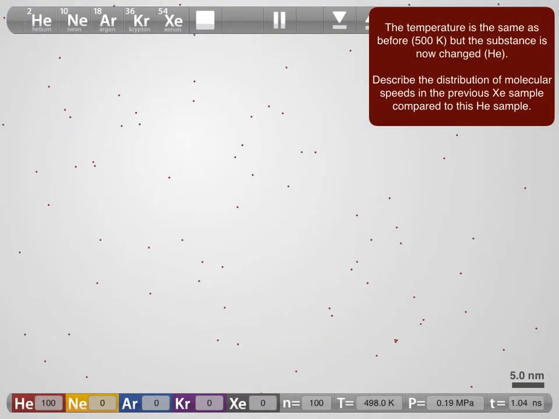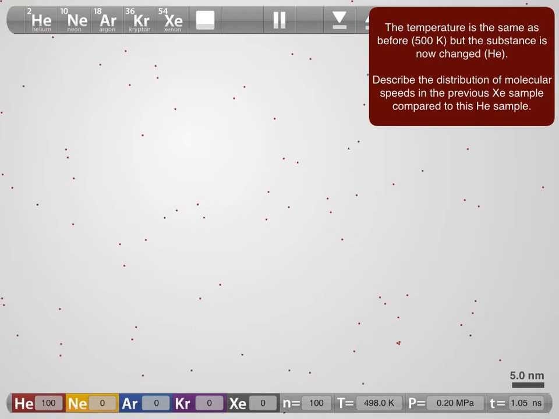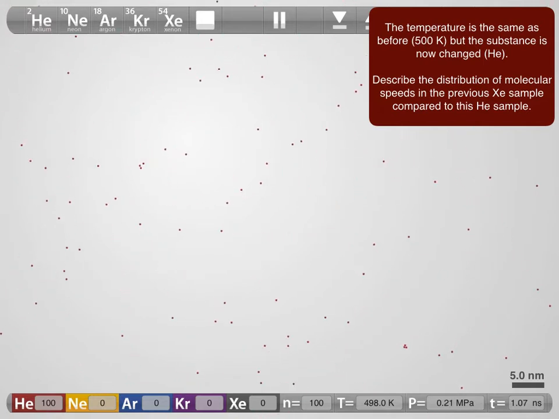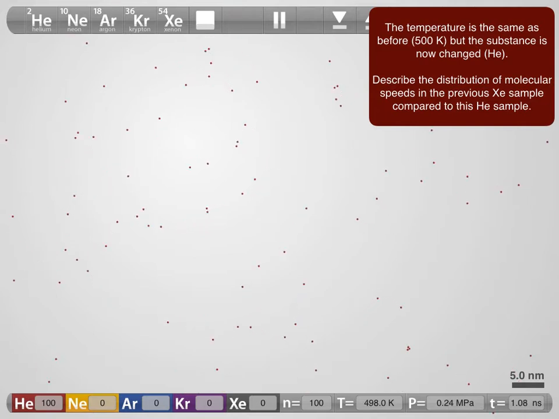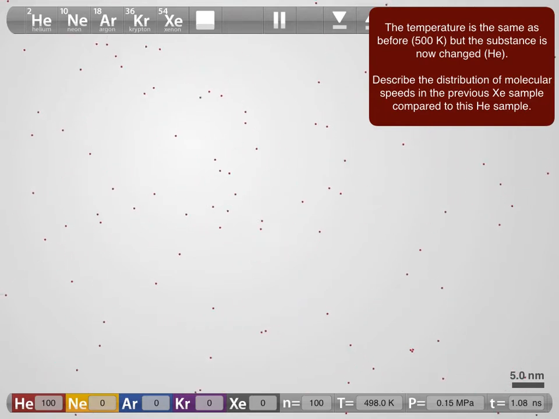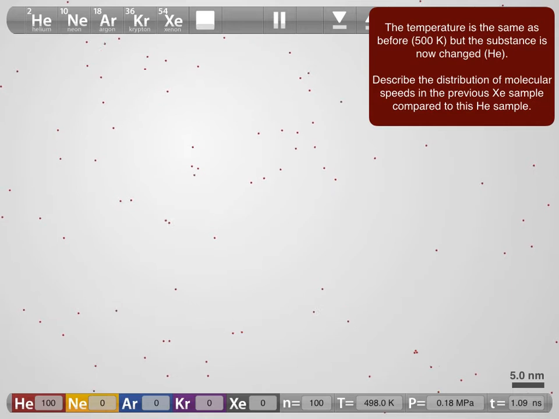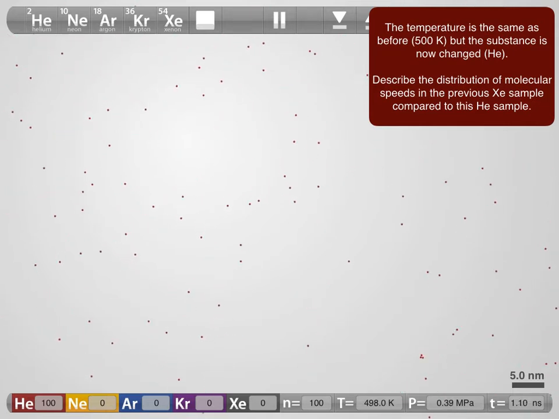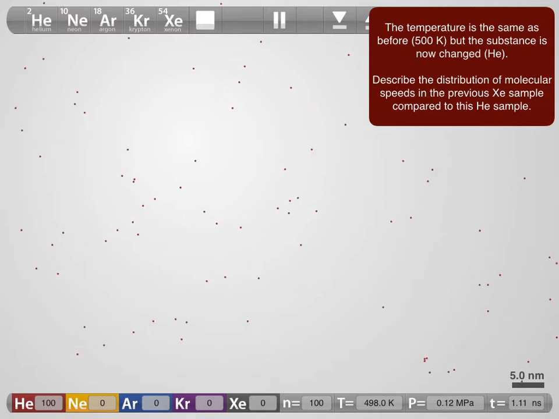We can make a similar relation between different substances. In the previous example, we had displayed the same number of xenon atoms at 500 Kelvin. Now we are viewing 100 particles of helium, the same number, at 500 Kelvin as well. The speeds differ most distinctly.